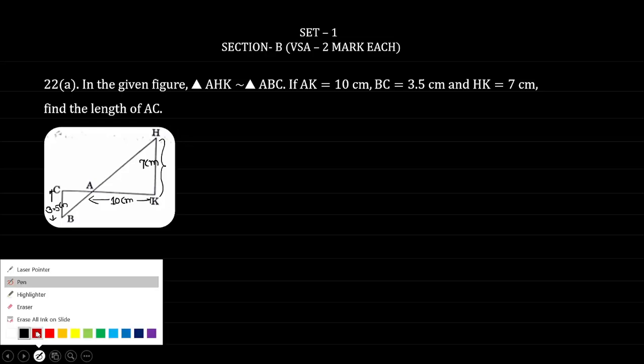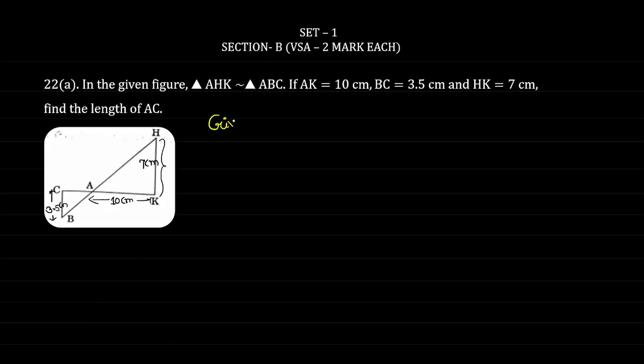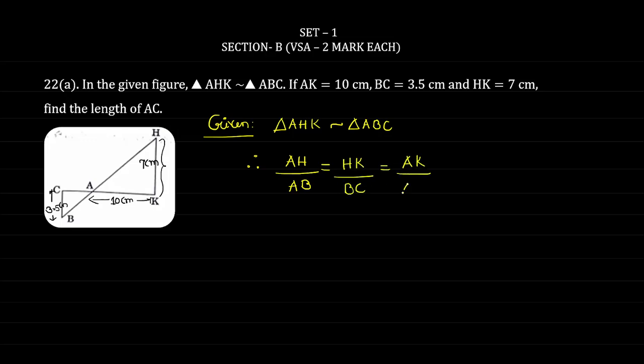Okay, so let's see what is given to us: triangle AHK is similar to triangle ABC. Now, if that is the case, we know that corresponding sides of similar triangles are proportional to each other. So what we can write from here? Therefore, AH by AB is equal to HK by BC is equal to AK by AC. Corresponding parts of similar triangles, by CPST.